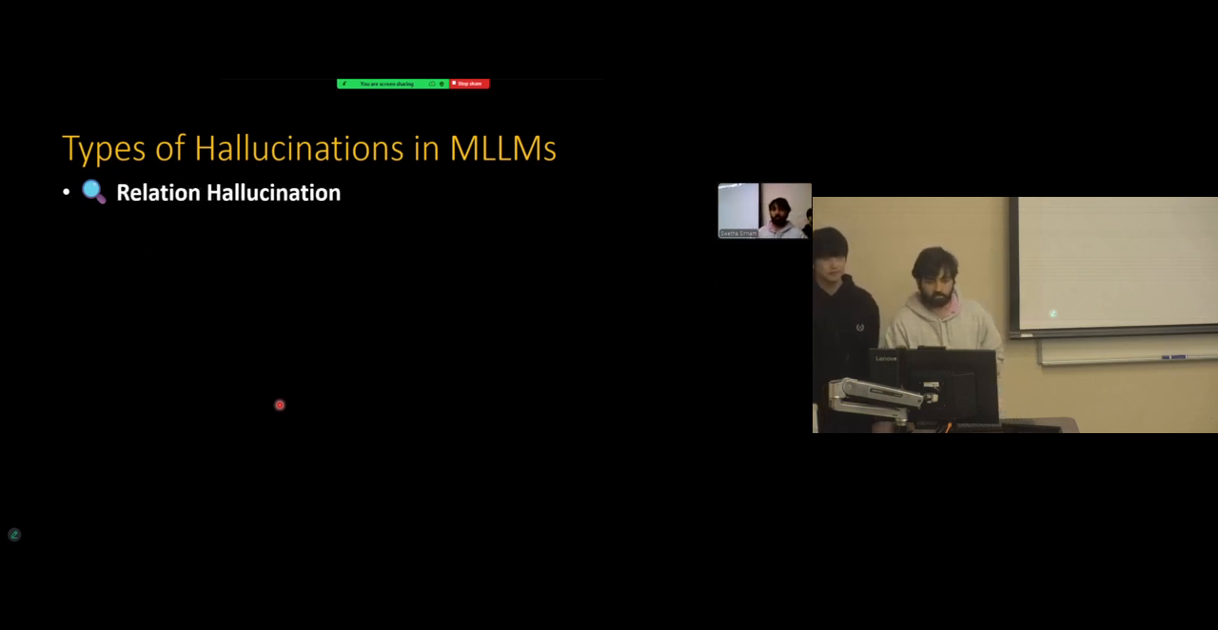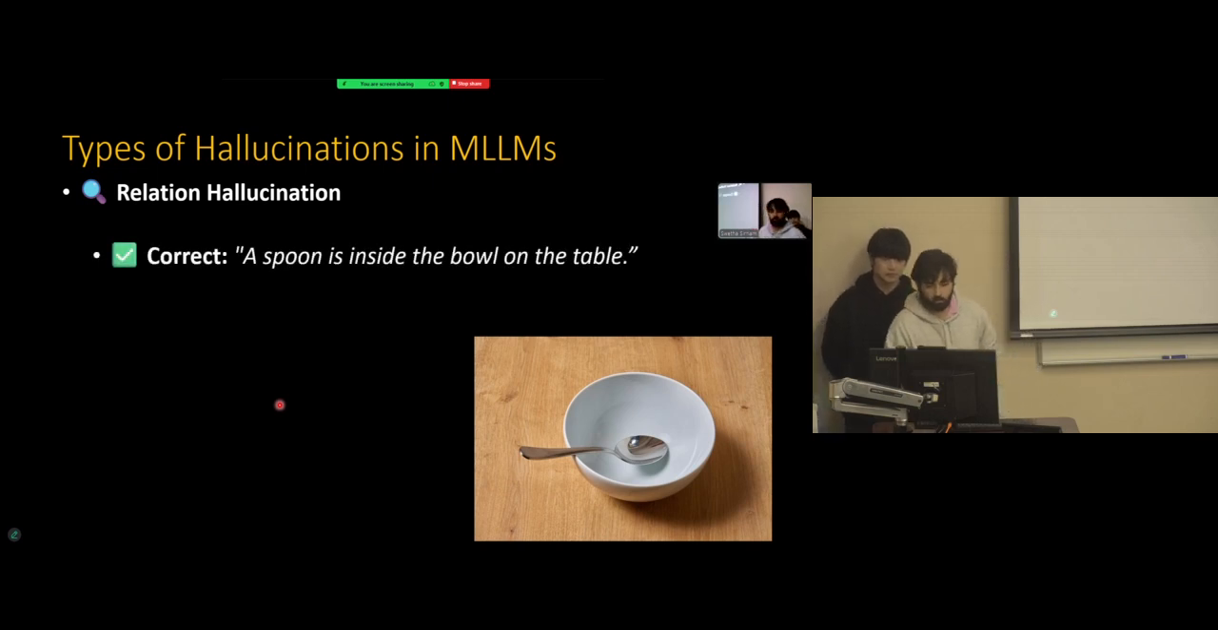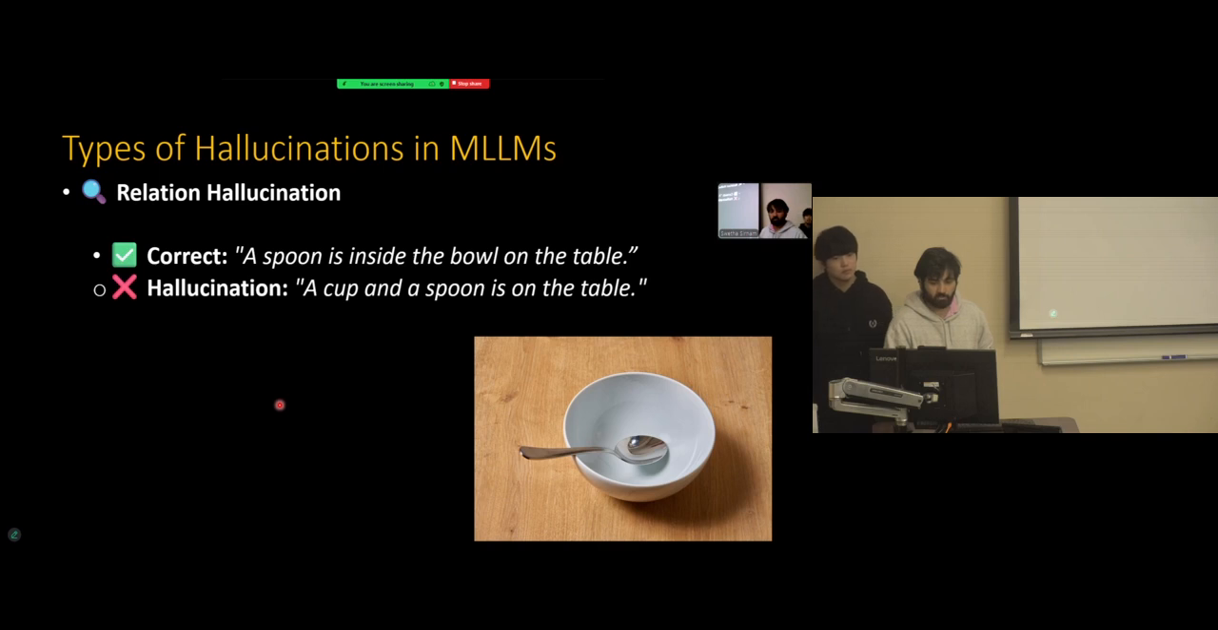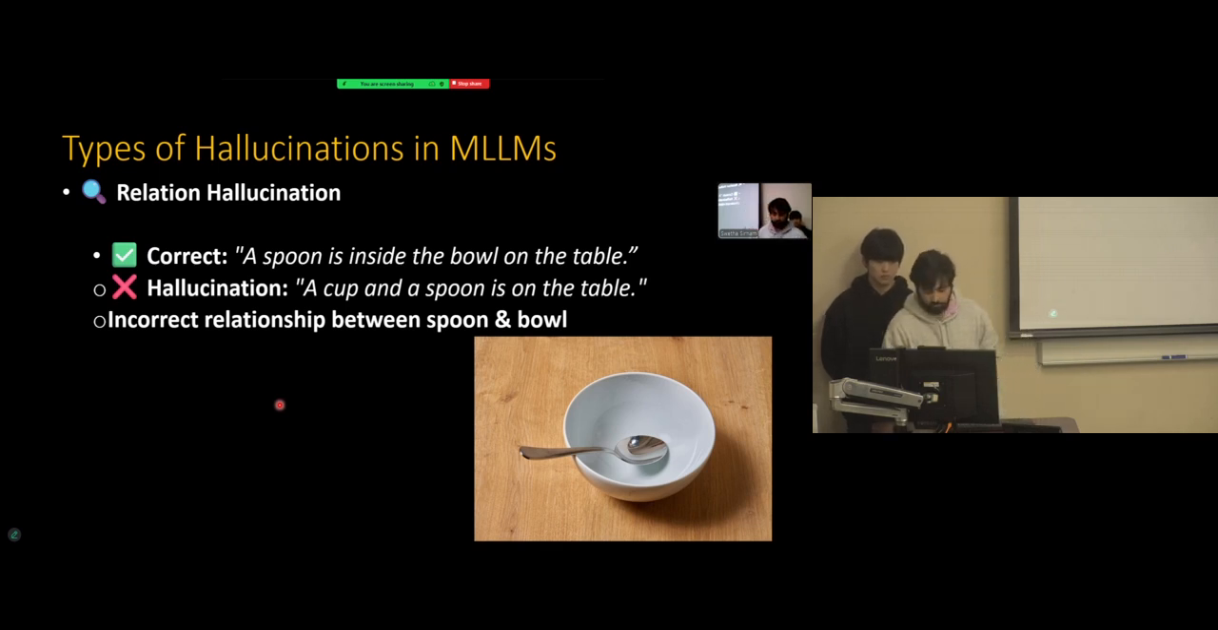Now, let's talk about relation hallucination. If you look at this image, the correct caption would be a spoon is inside the bowl on the table. The hallucinated caption would be something like a cup and a spoon is on the table. Over here, as you can see, there is an incorrect relationship between spoon and bowl, because the spoon is not lying on the table, but the spoon is inside the bowl.